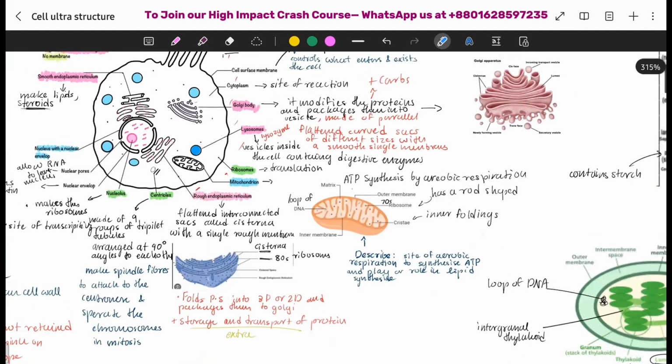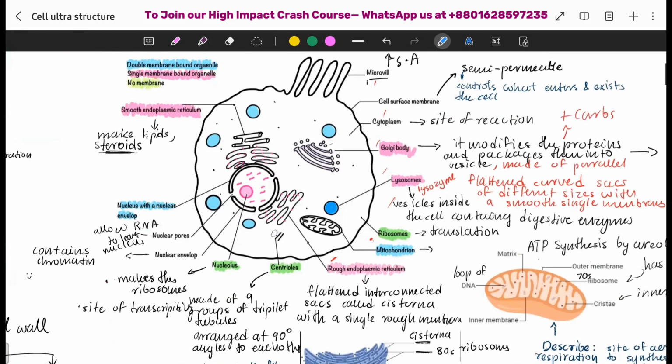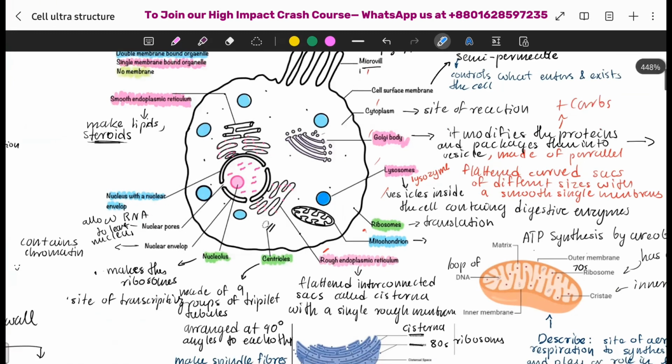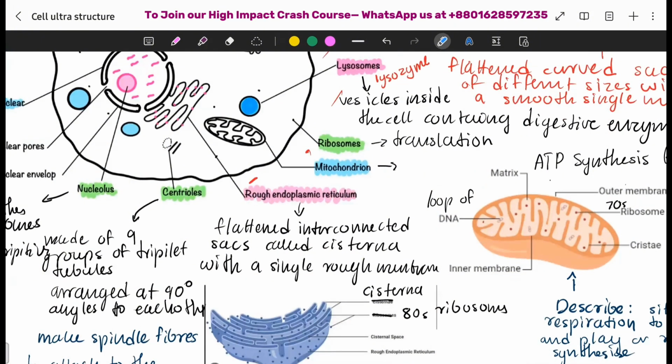For single membrane bound organelles, we have smooth endoplasmic reticulum, rough endoplasmic reticulum, Golgi body, lysosome. So let's know about smooth and rough. There's the endoplasmic reticulum, and it's divided into two types: smooth and rough. If it has ribosomes on it, it's rough. If it does not have ribosomes, it's smooth. The rough one with ribosomes has flattened interconnected sacs, which are called cisterna.